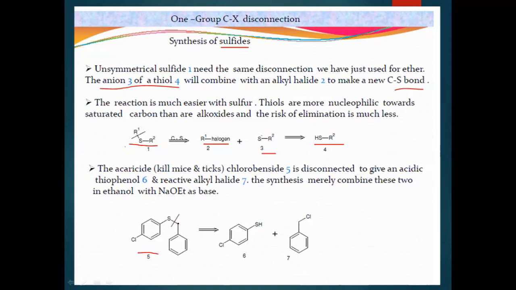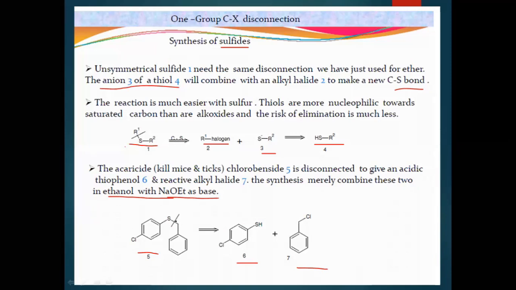This also has a carbon and sulfur, or carbon and X bond, disconnected to give an acidic thiophenol. So you will get thiophenol 6 and reactive alkyl halide 7. The synthesis merely combines these two in ethanol with sodium ethoxide as a base. So the reaction condition is ethanol and sodium ethoxide as a base. Then you can reconstruct this target molecule.